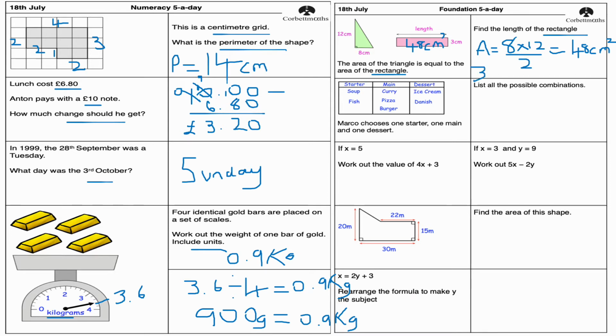So it's 3 times the length has to equal 48. Okay. So if we divide both sides by 3, we get that the length is equal to 16 centimeters. Okay, because the area of a rectangle is length times, whoops, sorry, it should be an m there.